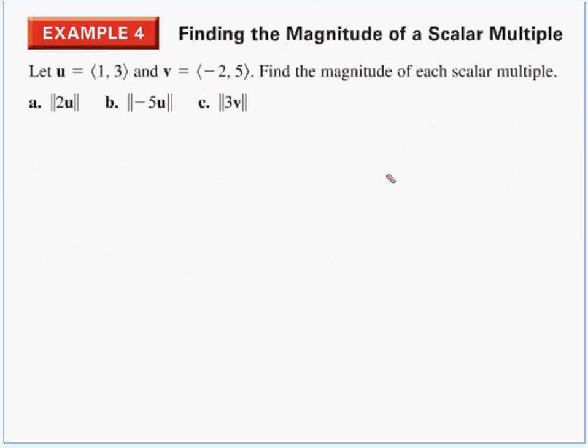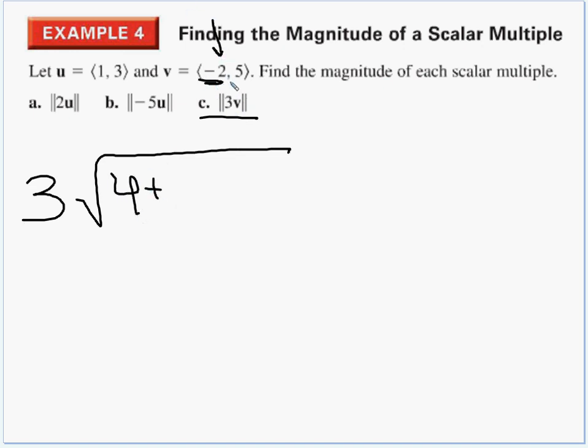Last one, letter C. Now we finally use vector v. 3v, find the magnitude of that. So we're going to pull out the 3, take the absolute value of it, that's just 3, and now we're going to do the magnitude of vector v. So square the first thing, negative 2 squared is 4. Square the second thing, 5 squared is 25. So that becomes 3 roots of 29.